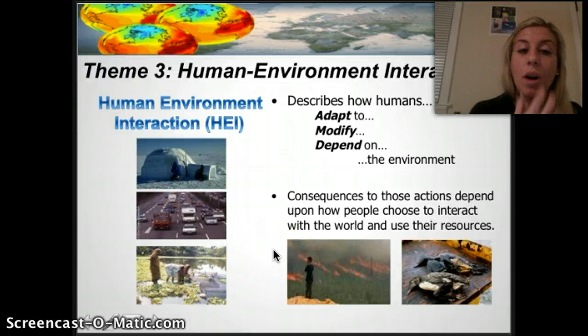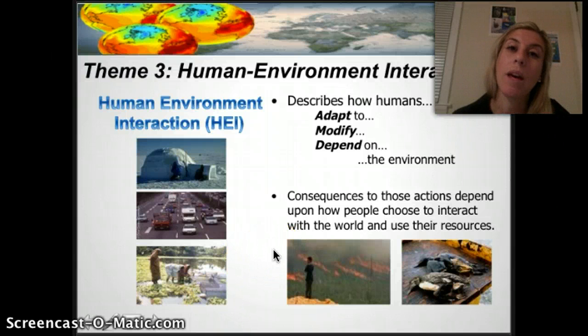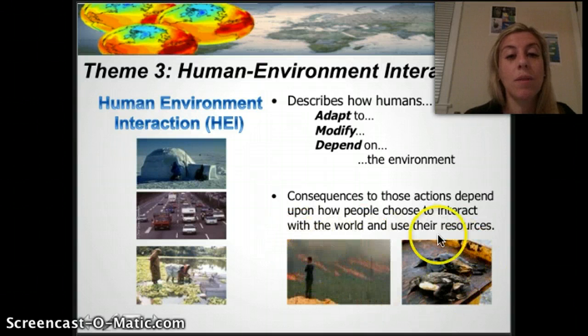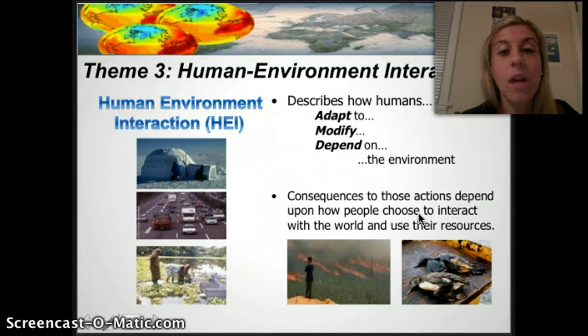Now, our human interaction can have positive and negative effects. So based on what our actions are, we can have consequences on how we interact with our resources. So you'll see here examples of some negative consequences based on what we use. So again, back to our history repeats itself. If we learn how people interacted with the environment in the past, we can learn the positives and the negatives of those interactions and grow from them.